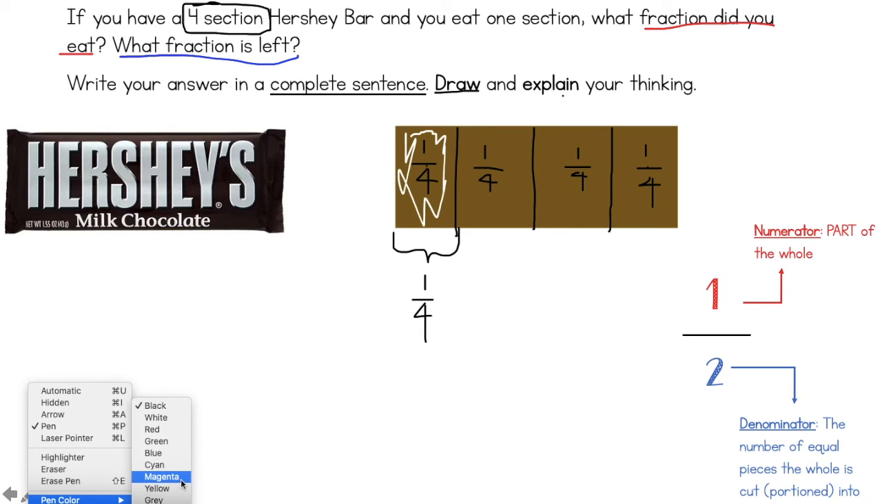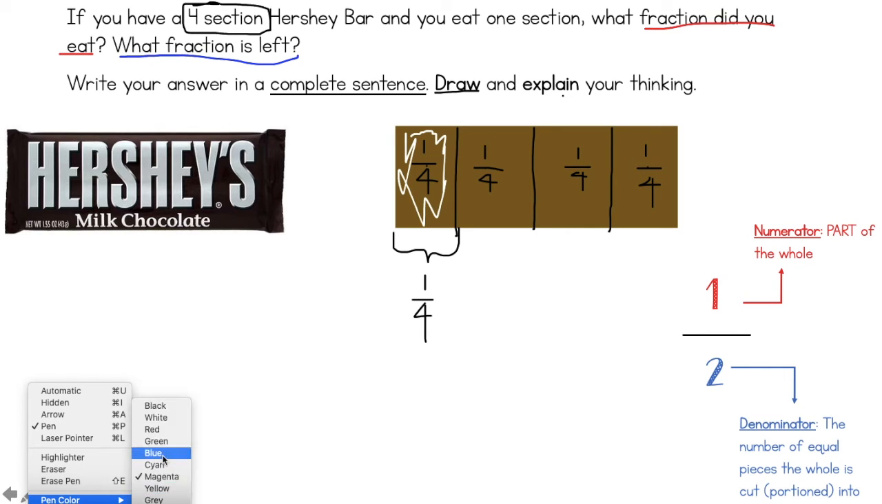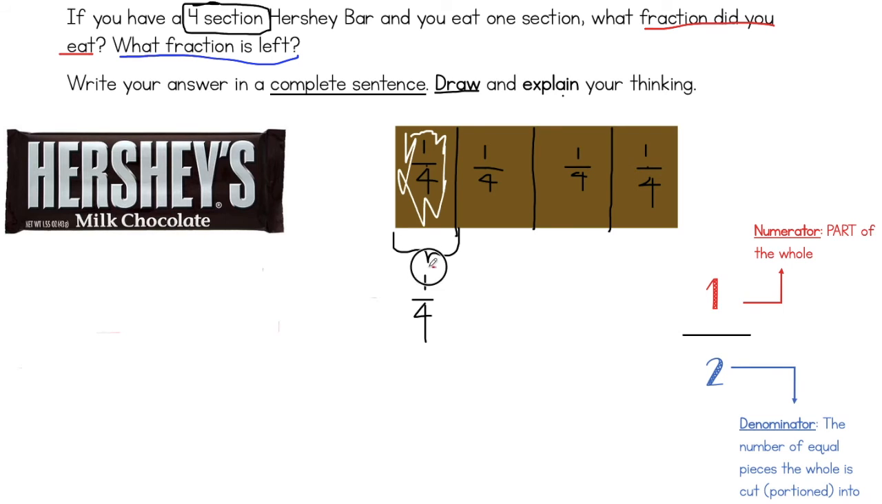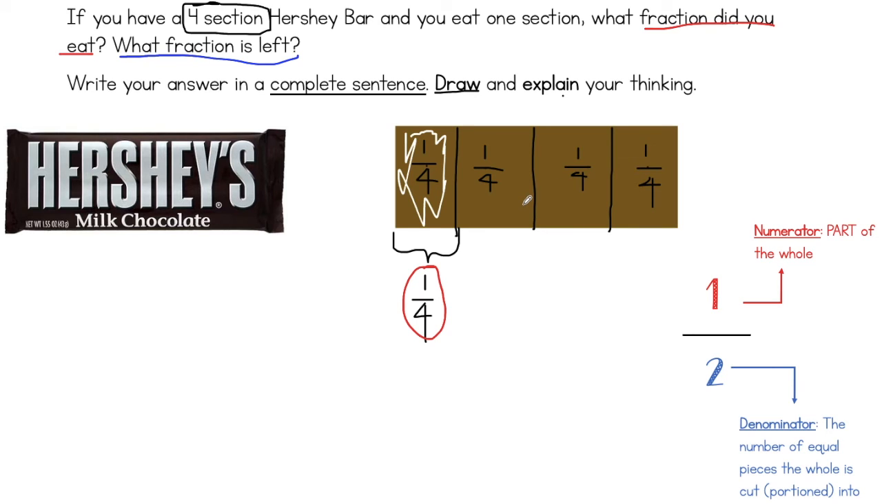Now they want to know, what fraction is left? So that's how much I ate. It's red. How many fourths did I not eat? Count them with me. 1/4, 2/4, 3/4. There are 3/4 left.